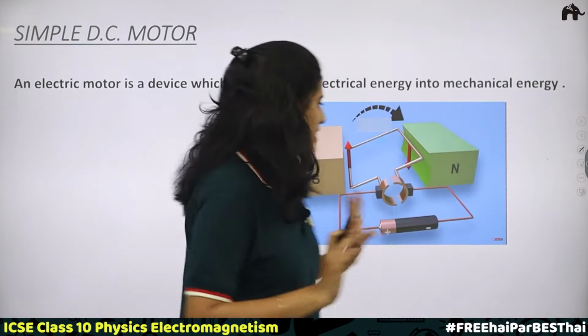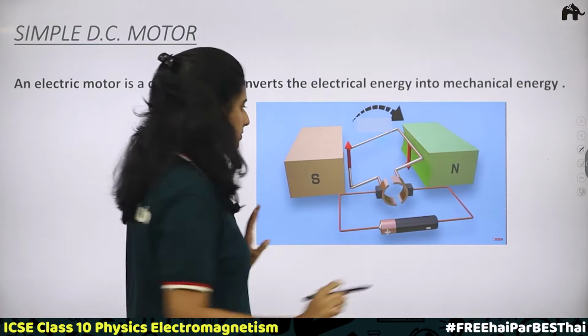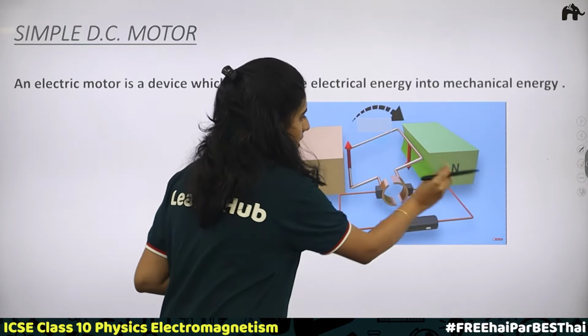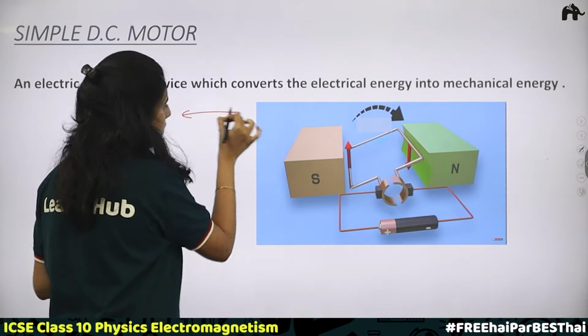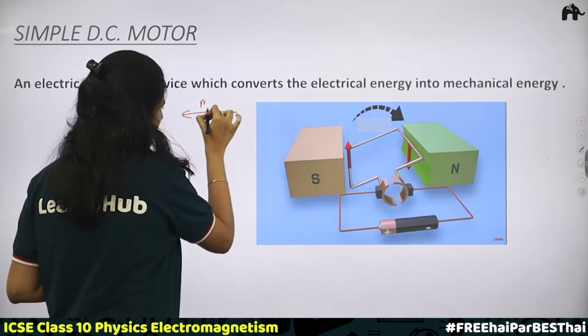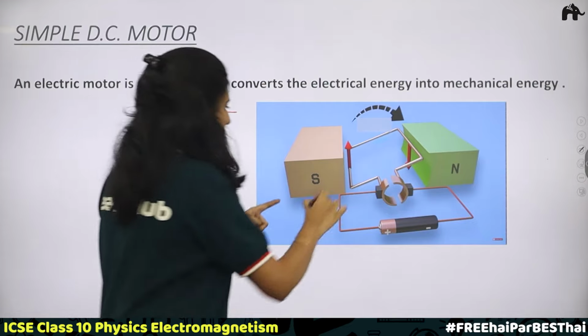So here you can see how it looks. Now you have the magnetic field. This is your north pole and this is the south pole. The magnetic field is in the north to south direction. Okay. Then you have the armature coil.